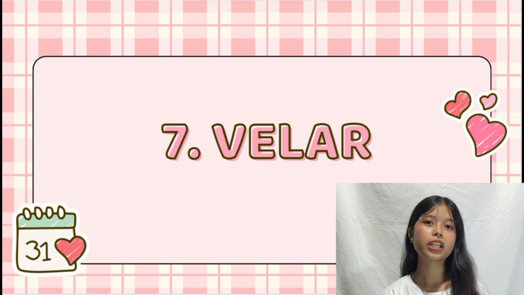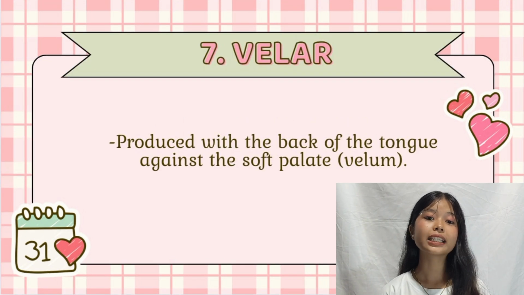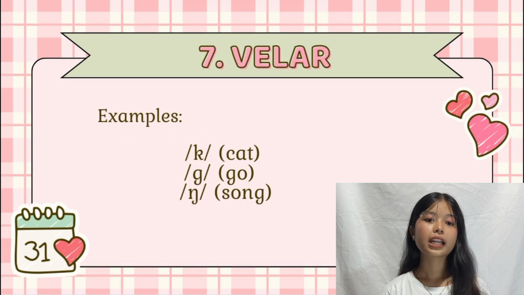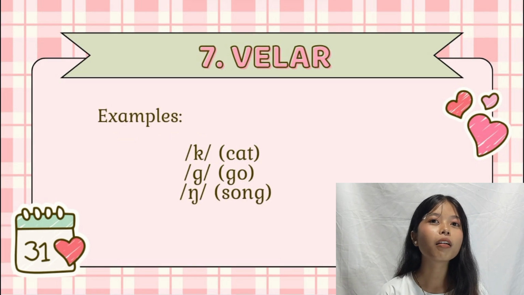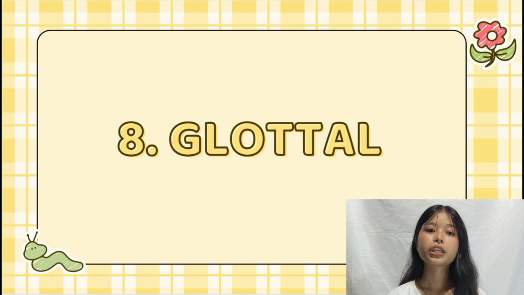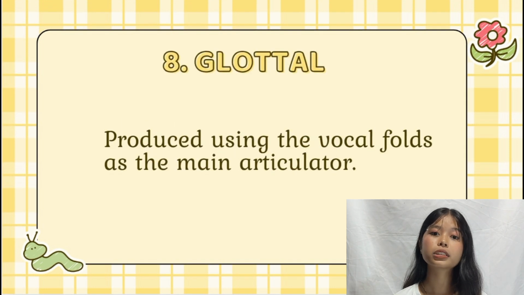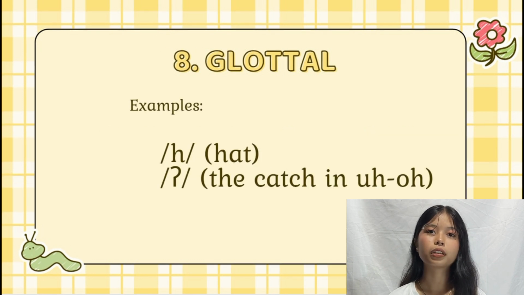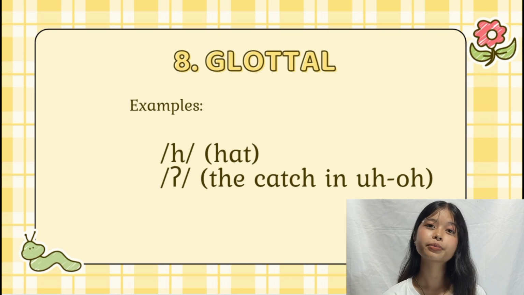For the seventh one, we have velar, produced with the back of the tongue against the soft palate. Examples: k, g. We have glottal, produced using the vocal folds as the main articulator. For example, h in hat and the glottal stop that catch in uh-oh.